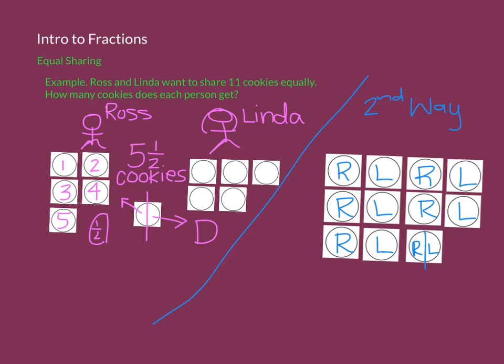Where do we actually see our answer? We go through and we count how many each person has. So here we go for Ross. 1, 2, 3, 4, 5, and a half. Notice, we get the exact same answer that we got when we did the other way. So 5½ cookies.